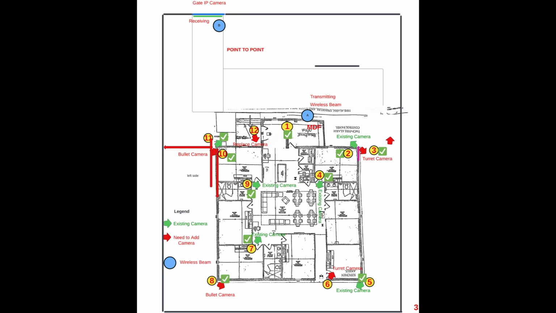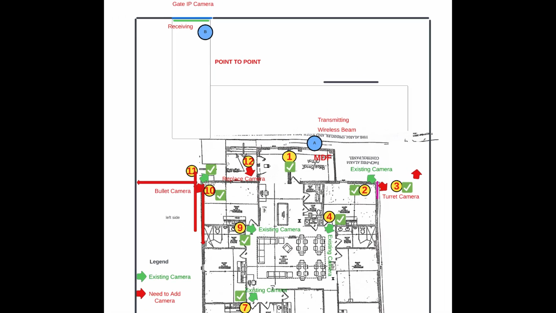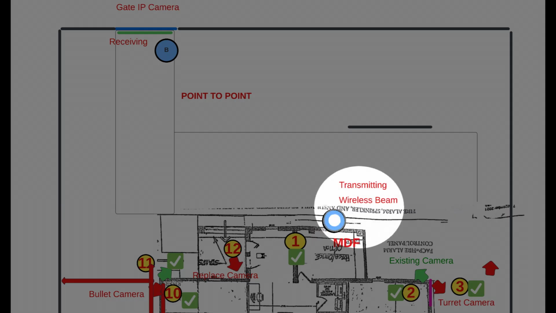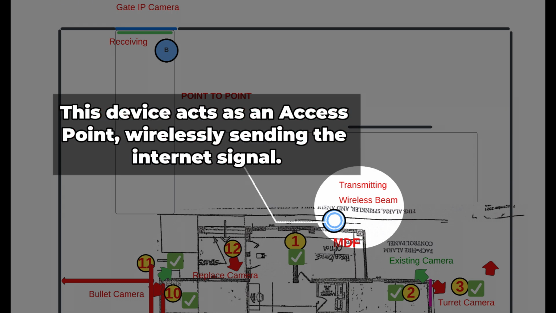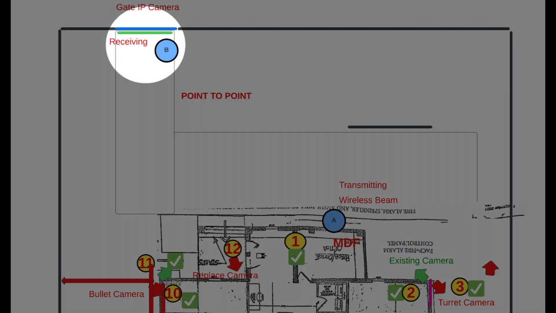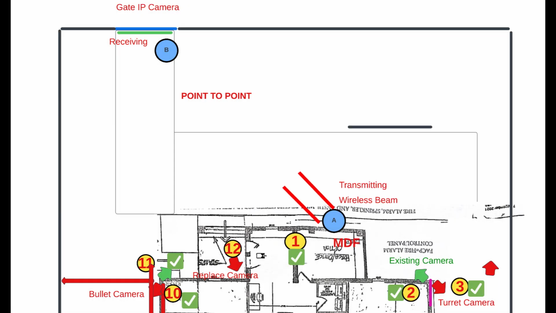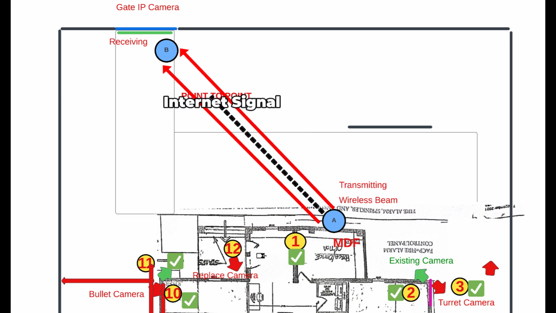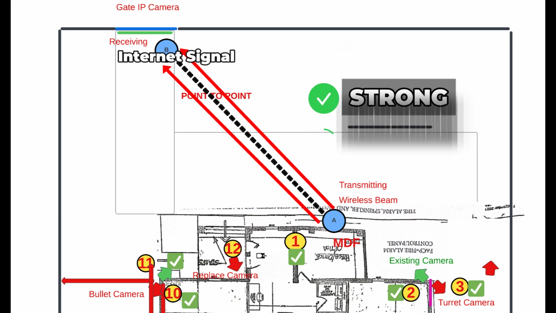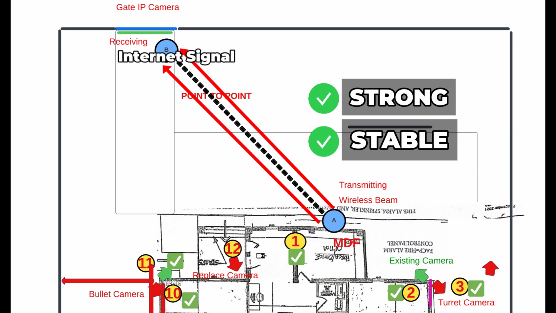Let me quickly show you a diagram that explains why we need both a transmitter and a receiver in this setup. On the right, we have transmitter A. This device acts as an access point, wirelessly sending the internet signal. On the left, we have receiver B, which operates as a station and receives the signal, creating a point-to-point wireless bridge between the two. As you can see in the diagram, the internet signal flows from A to B, allowing the two devices to communicate seamlessly over long distances. This is how we establish a strong, stable wireless link for high-speed internet transmission.